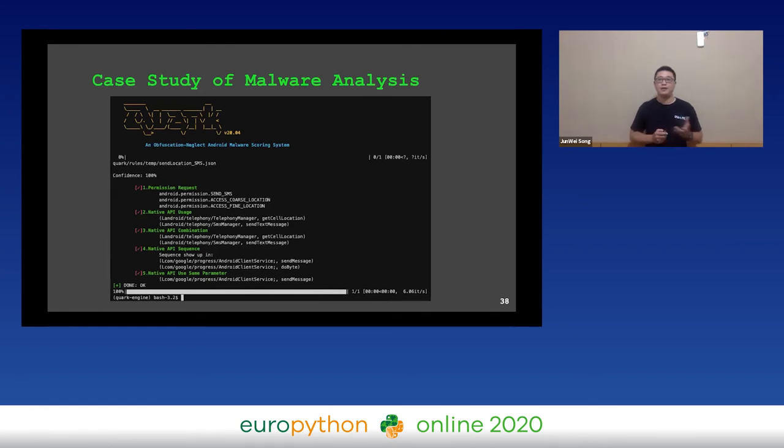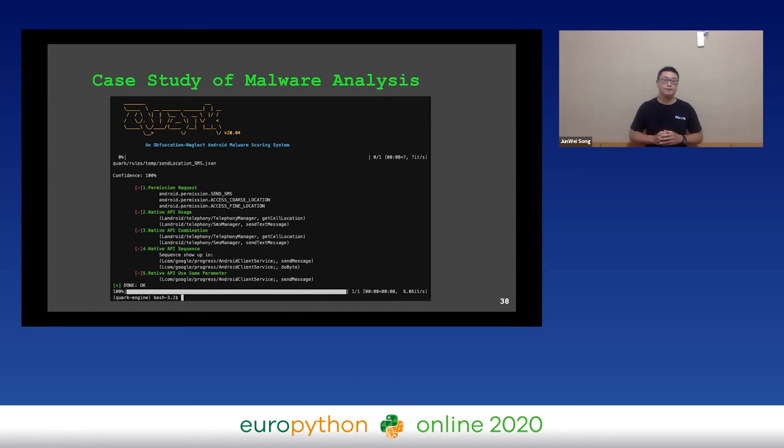So let's see, in stage one, permissions like send SMS, access course location, and find location are requested. In the second stage, key native APIs like get cell location and send text message are used. In stage three, we found a certain combination of native APIs exists. In stage four, we found that in functions like send message and do byte, the APIs are called in the right sequence. And in stage five, in function send message, we found that those APIs are handling the same register.